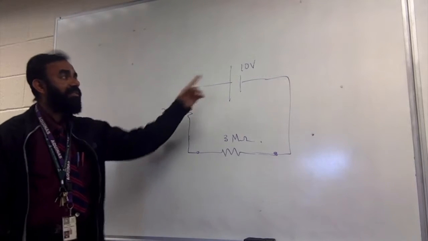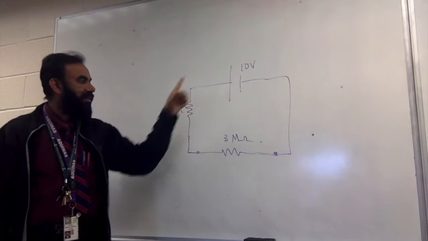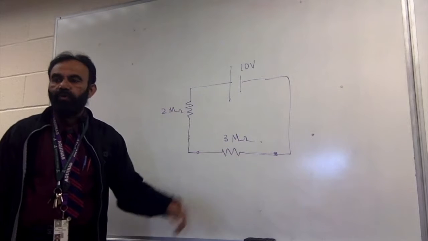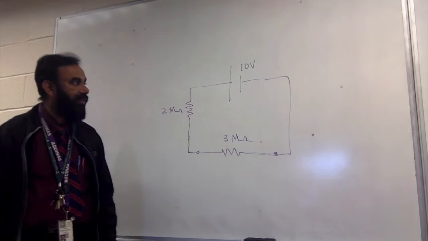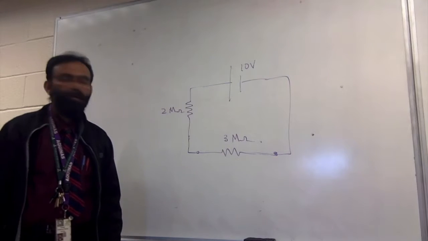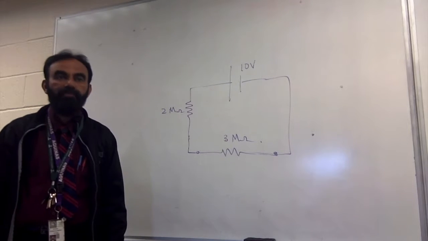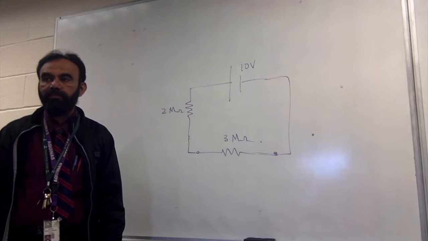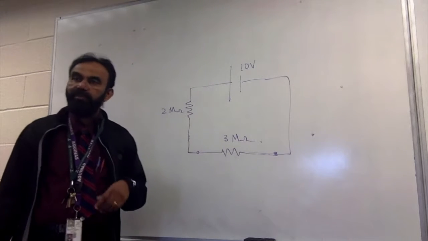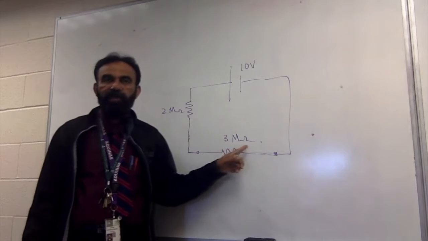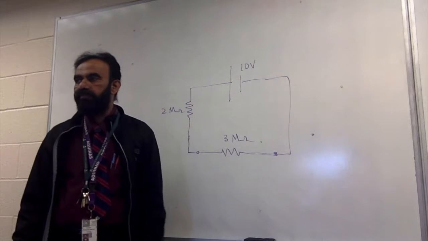Other way of doing it is sit and calculate. 10 divided by 5 mega ohm. What's the current? Use a calculator. 10 divided by 5 mega ohm gives you 2 microamperes. Multiply that current with 3 mega ohm and you'll get 6 volts.